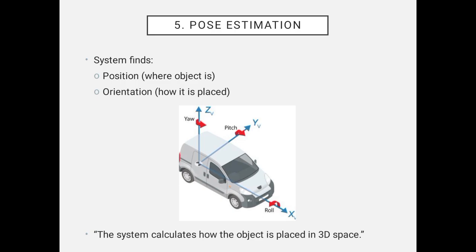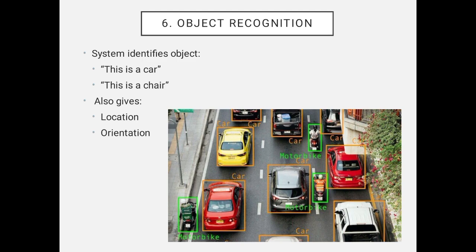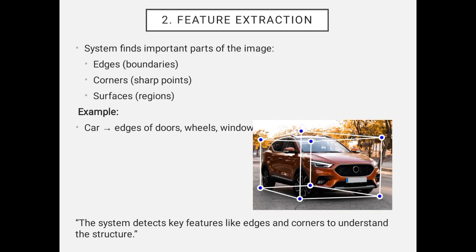And the final step is object recognition. Finally the system recognizes the object. For example, here we can see that the system identifies this object as a car, this object as a motorbike, etc. It can also provide additional information like location and orientation. This is the final output of the system, and this is the overall workflow of the system.